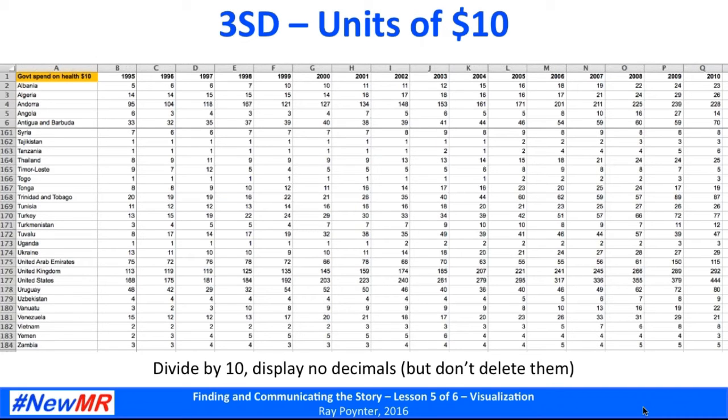That means we hide all the decimal places. We don't delete the decimal places because we might want to do some arithmetic functions, but we hide them because they really don't help us. Now, all of a sudden, visually, we can see which are the big numbers. We can see that Albania has very small numbers, $5 or $50 in 1995. If we go down, Andorra, 95. Go down the page, you see United States, $168 in that column B.